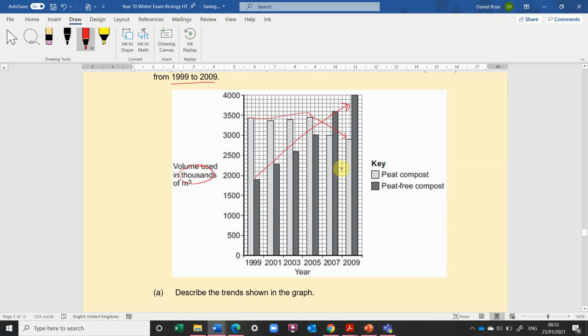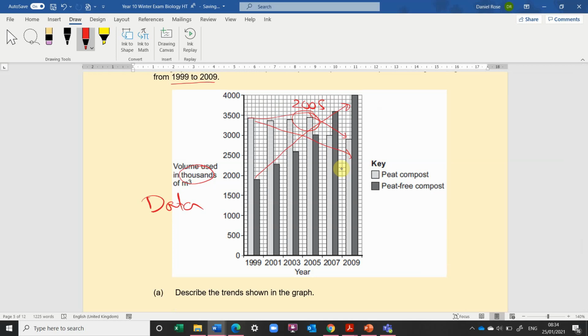Again, most people did okay, but some people didn't state that it was in 2005 that we see a decrease. Just to say peat goes down is not true. Peat compost doesn't go down, does it? Okay, it's steady for the first part. So include data in your answer.